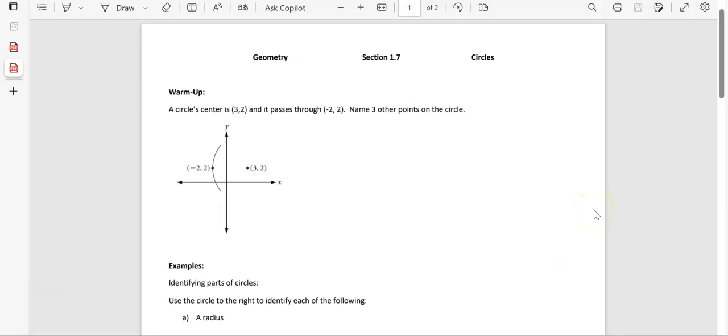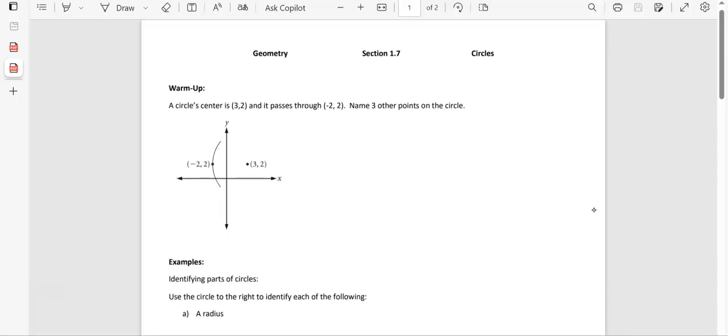Our warm-up here is a circle whose center is (3, 2), and it passes through (-2, 2). We want to name 3 other points on the circle. If I were to round this out here, it would sort of look like this. And I'm here in the coordinate plane. It's not a beautiful circle, but you get the idea.